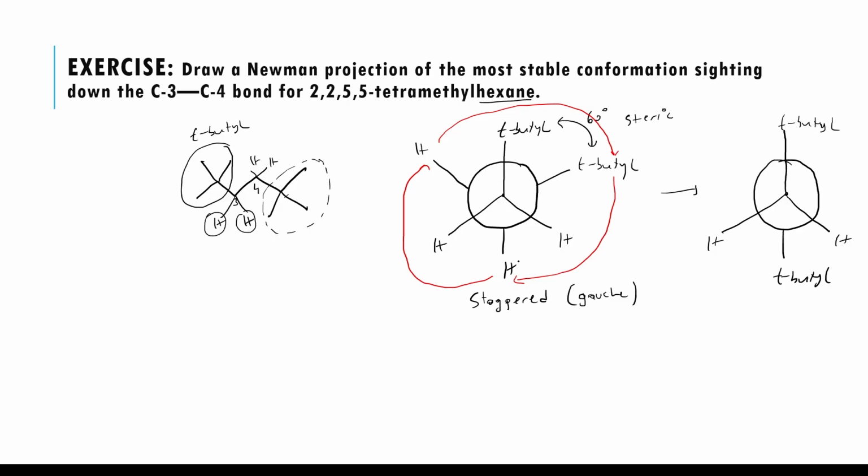So this t-butyl should come here. Then this hydrogen should shift all the way here. So I'll draw a hydrogen there. And this hydrogen should go to the place of the t-butyl. So it's this now. Now let's look at this conformation. When we look at this conformation, specifically, the t-butyl groups are 180 degrees apart from each other. The dihedral angle between this t-butyl and this t-butyl group is 180 degrees.